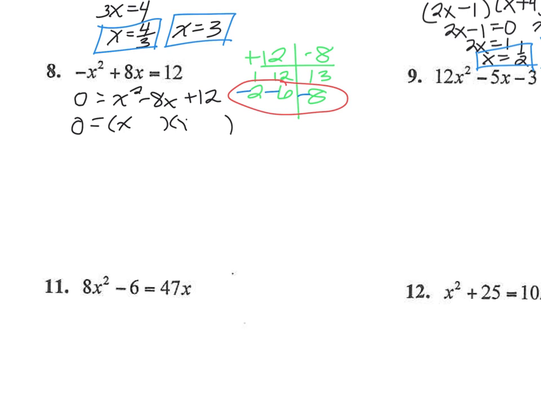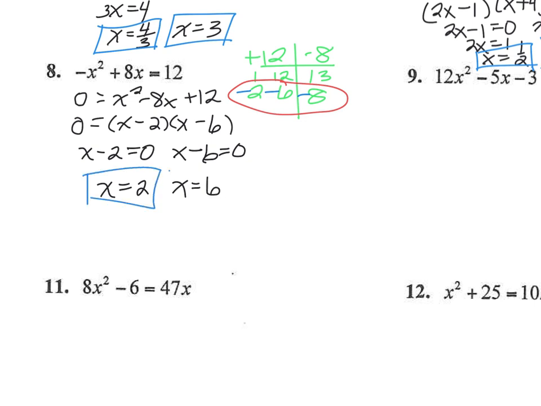X squared becomes x and x, and then you have minus 2 and minus 6. So x minus 2 is equal to 0, and x minus 6 is equal to 0. X is equal to 2, and x is equal to 6. There are your two solutions.